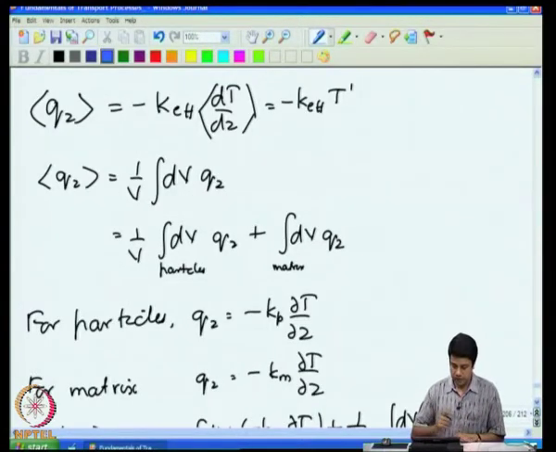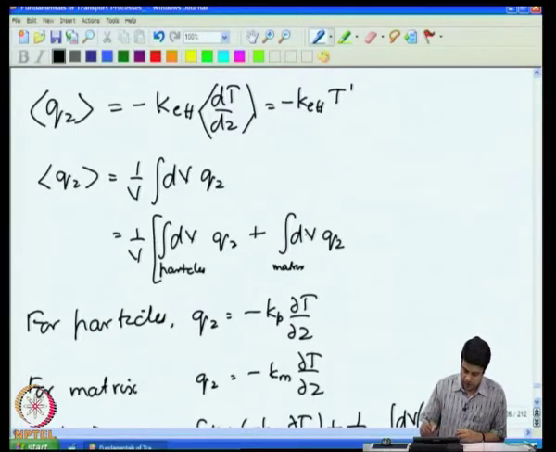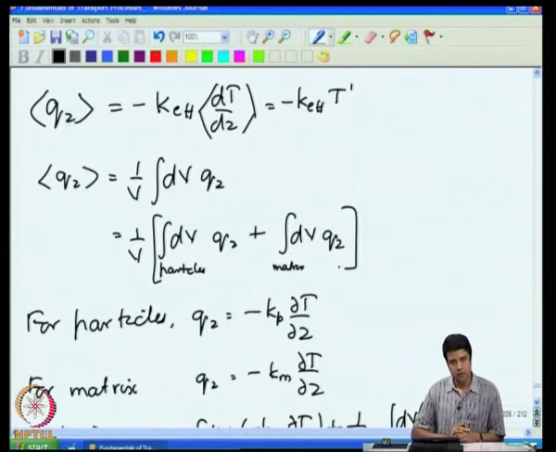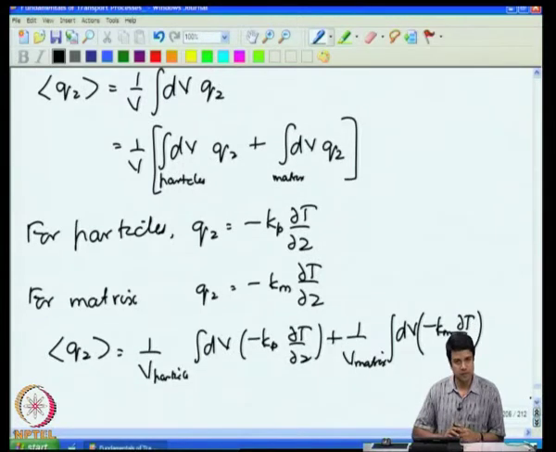I defined an effective heat flux as the effective conductivity times the average temperature gradient. Average is here defined over volume. So, the effective heat flux is 1 over the volume times the integral over the entire volume of the local heat flux. The volume of course consists of two parts, one is the particle and the other is the matrix. For the particles, the flux is minus k of the particle times the temperature gradient, and similarly for the matrix it is equal to minus k of the matrix times the temperature gradient.